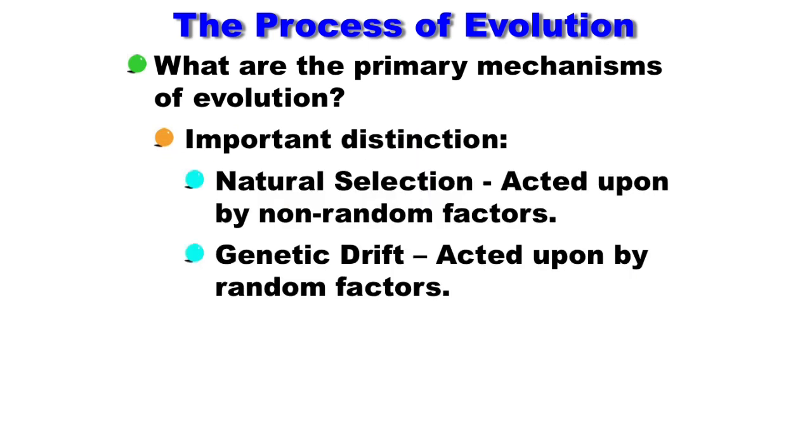And here is going to be my last slide. Just two important distinctions. Natural selection is acted upon by non-random factors, and genetic drift is acted upon by random factors.